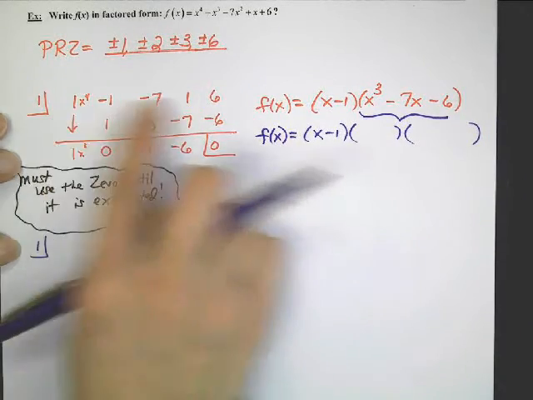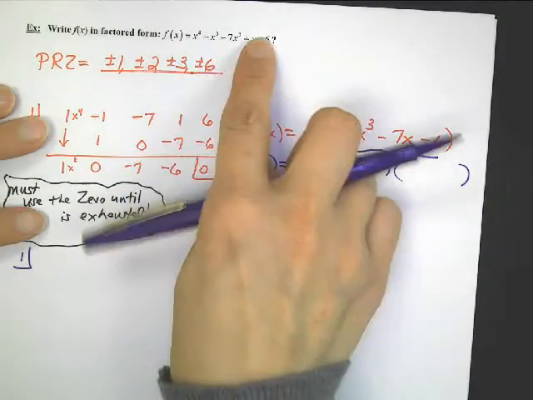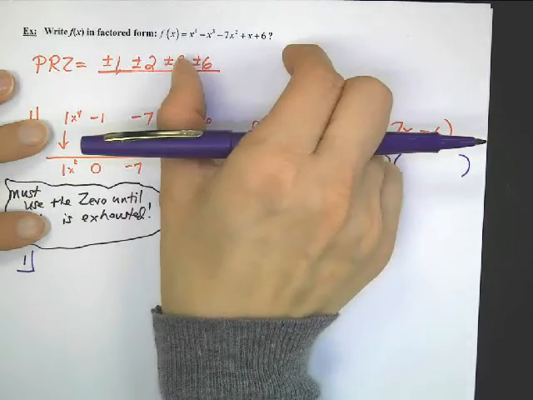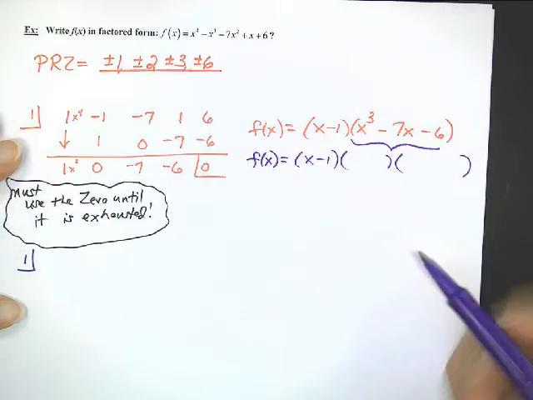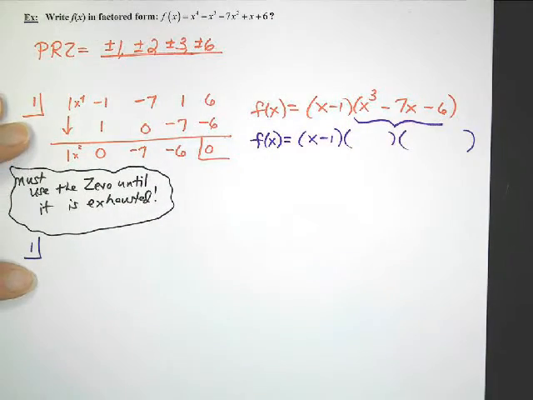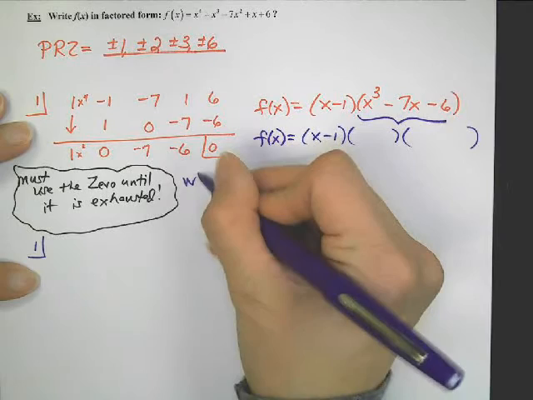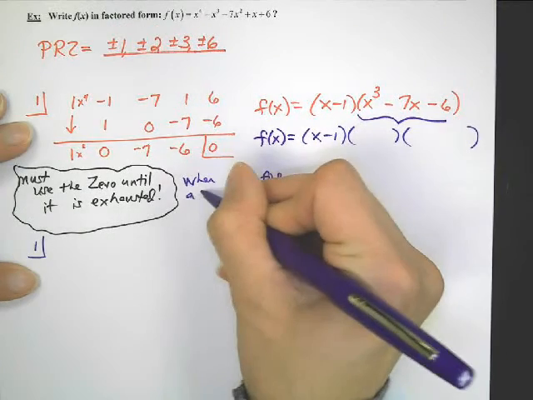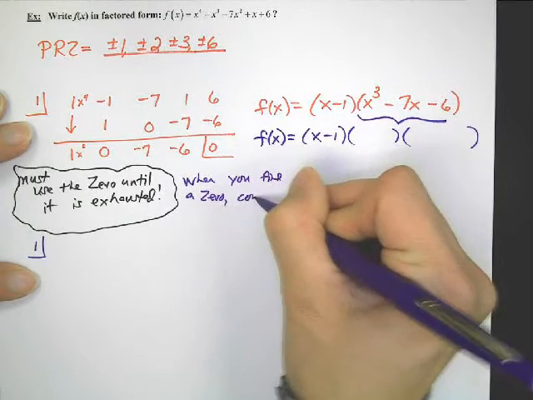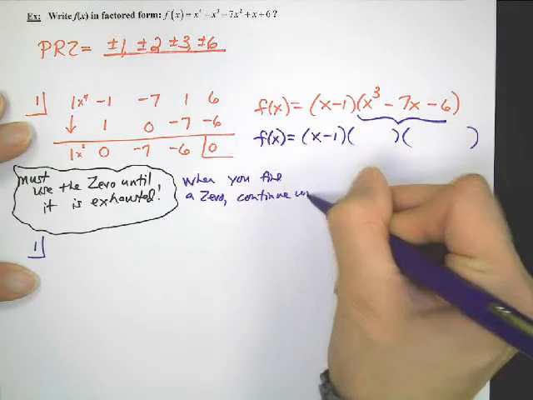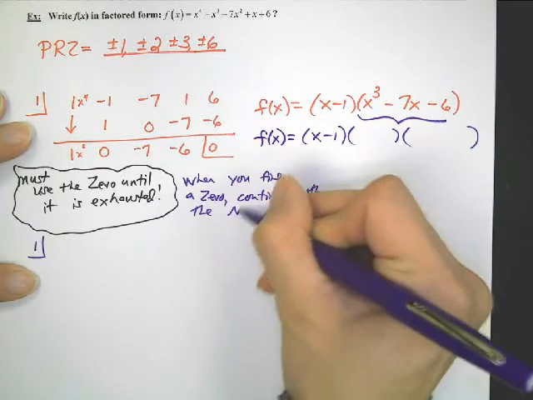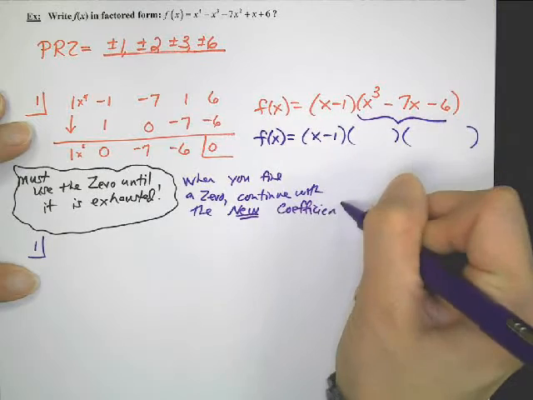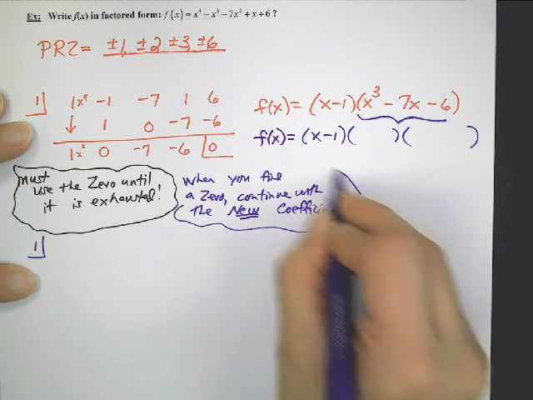If I write the coefficients for the quartic again, it's like I'm starting the problem all over again, and I would have one factor and then a cubic. Okay, you don't want to start all over again. So you must use it until it's exhausted. When you find a 0, continue with the new coefficients.